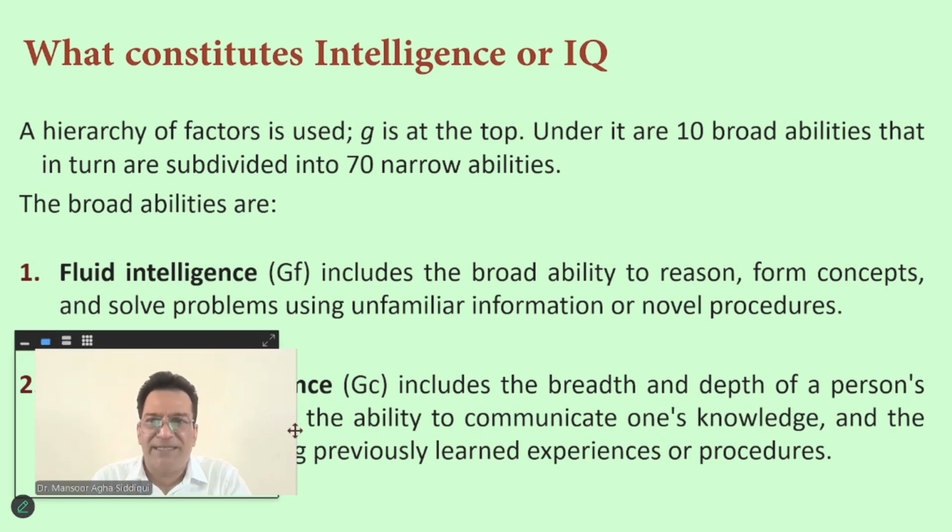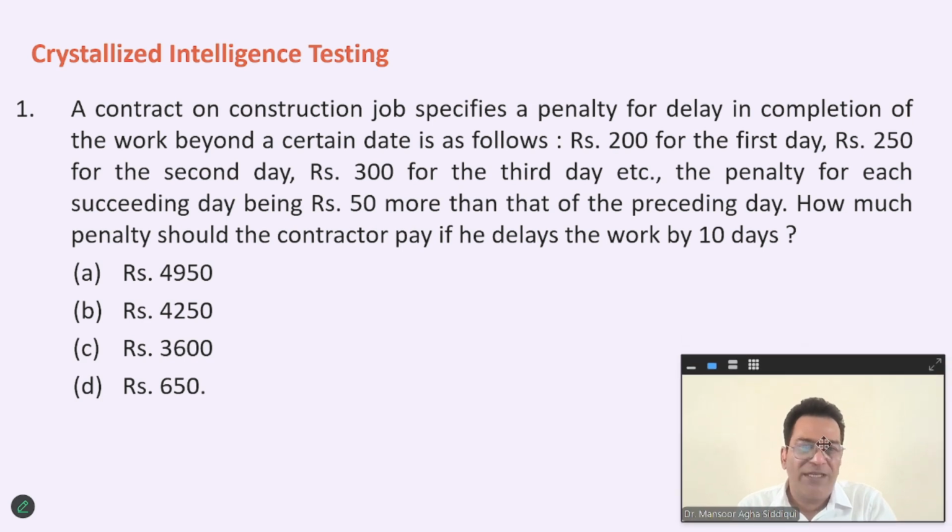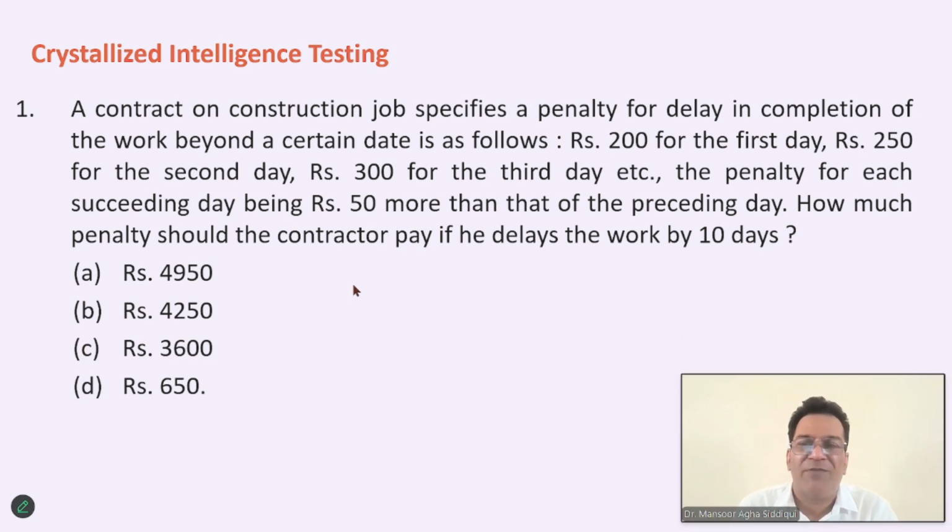So let us understand this in a better manner through a question. If you look at the first question which you've attempted, this particular question said a contract on construction job specifies a penalty for delay in completion of the work beyond a certain date, as follows. You have to pay 200 rupees for the first day of delay, 250 on the second day, 300 on the third day, etc. And with every succeeding day, you've got to pay 50 rupees more as compared to the preceding day. Then how much penalty should the contractor pay if he delays the work by 10 days?